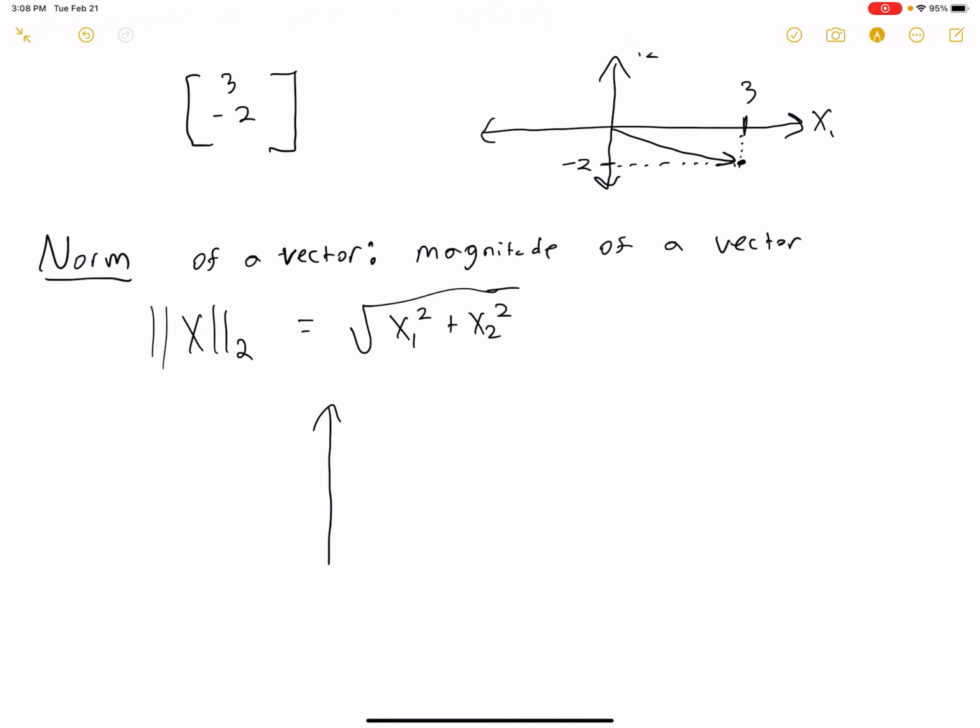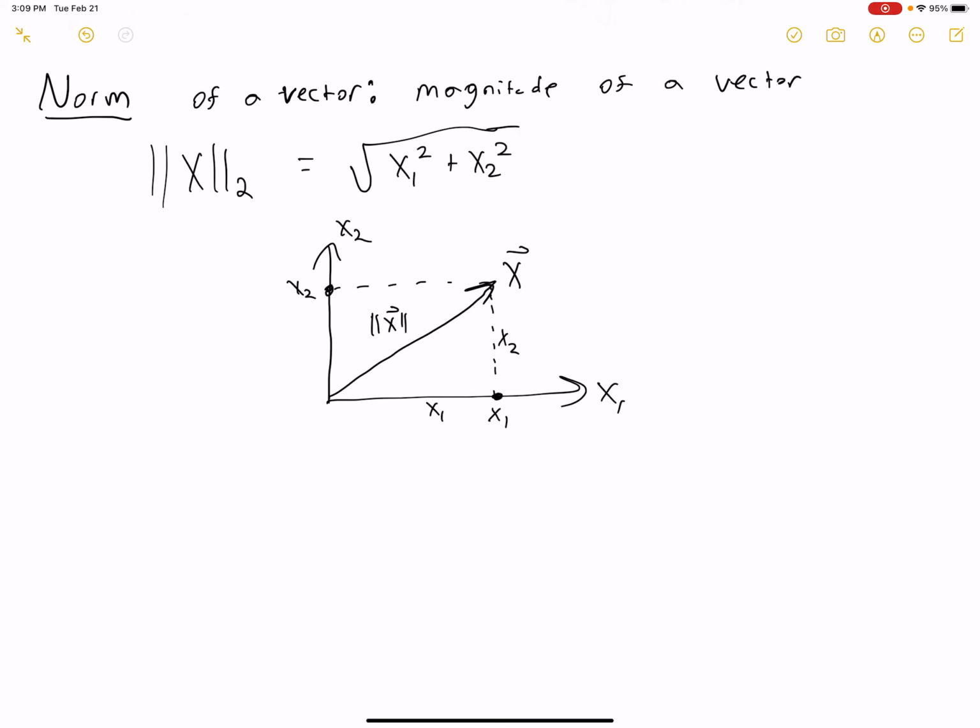theorem. So if we draw x1, x2, and we get x1 is there and x2 is there, and this is our vector, then this is the vector x, this is the norm of x, this is x1, this is x2, so using a squared plus b squared equals c squared. That's the magnitude of a vector. This will come up later.